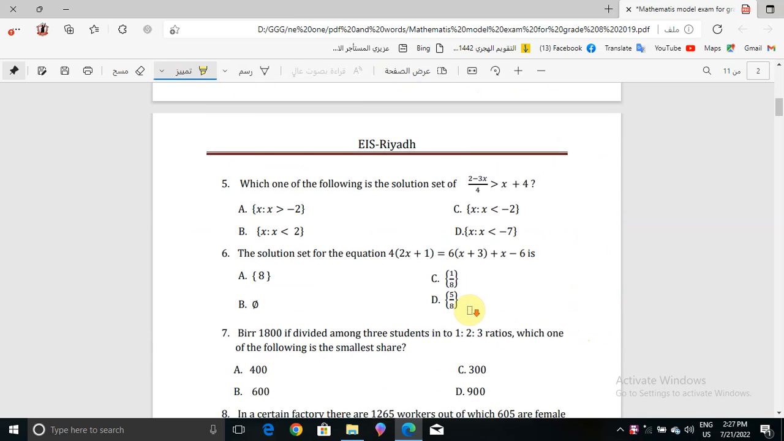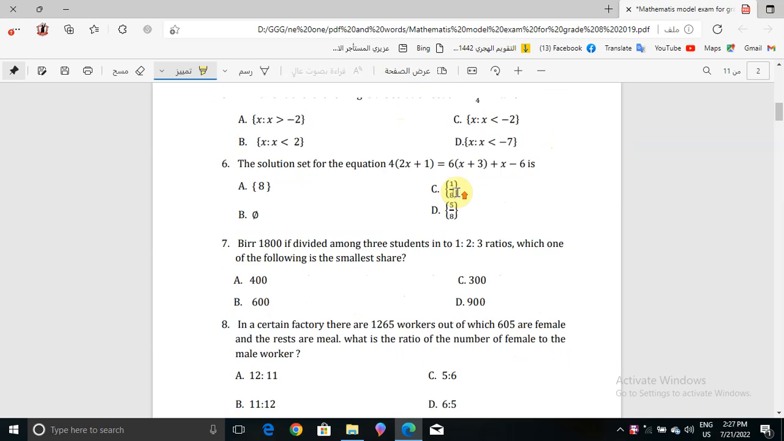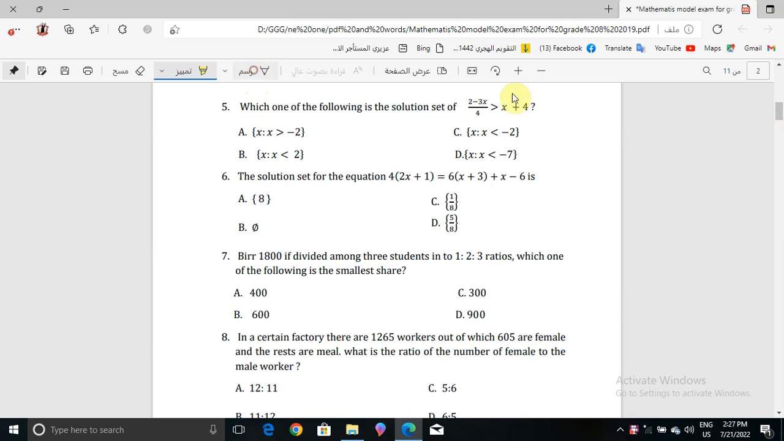Now let's go for question number 5. Which one of the following is the solution set of (2 minus 3x) over 4 is greater than x plus 4? Now let's do it together. First of all, we'll multiply both sides by 4. Why? Because we need to remove the 4 that's under 2 minus 3x. So we'll cut 4 by 4, and here it will be 4 times x.